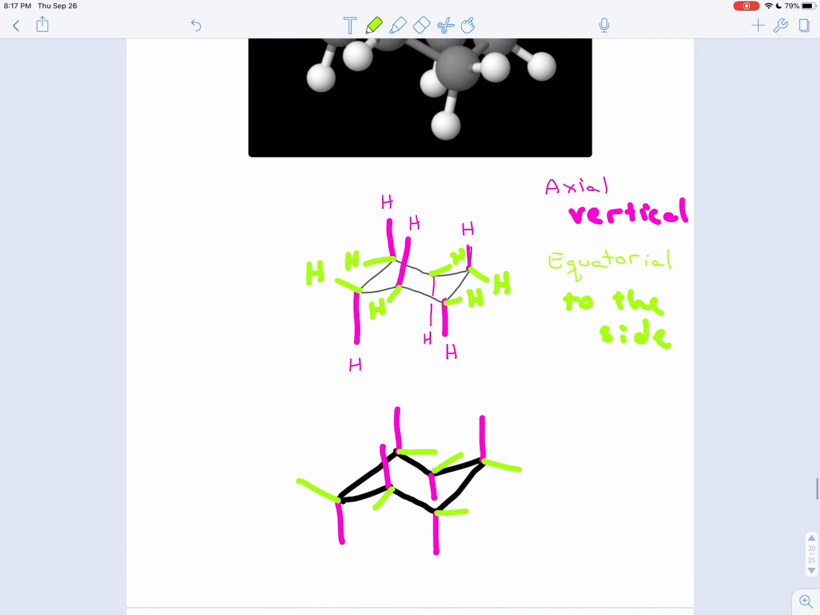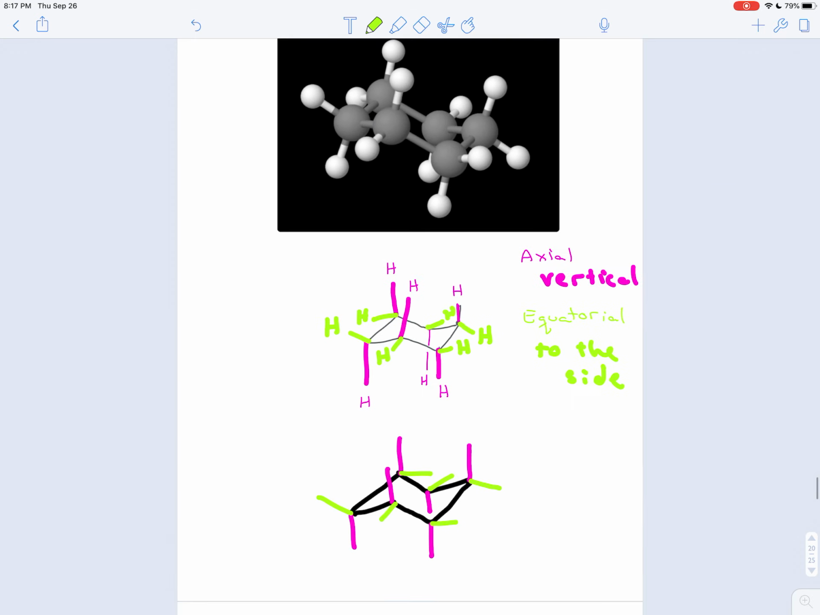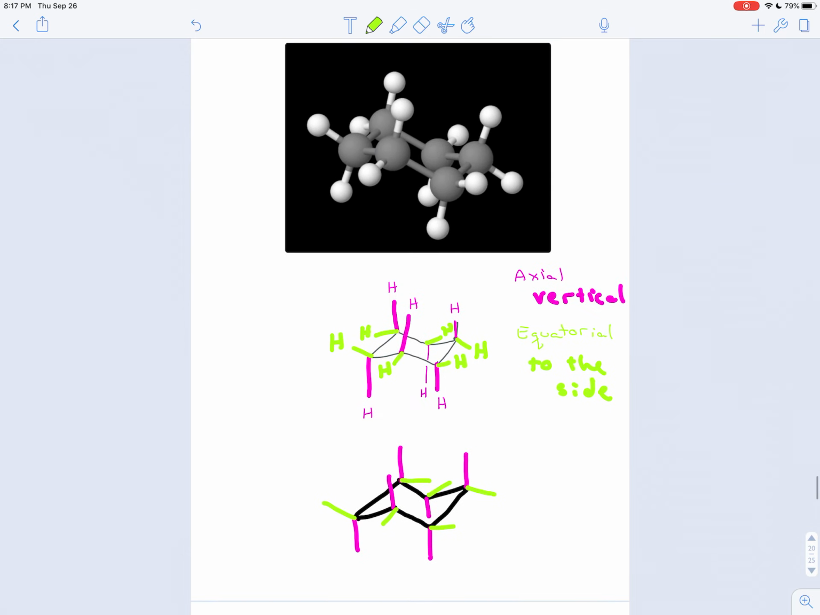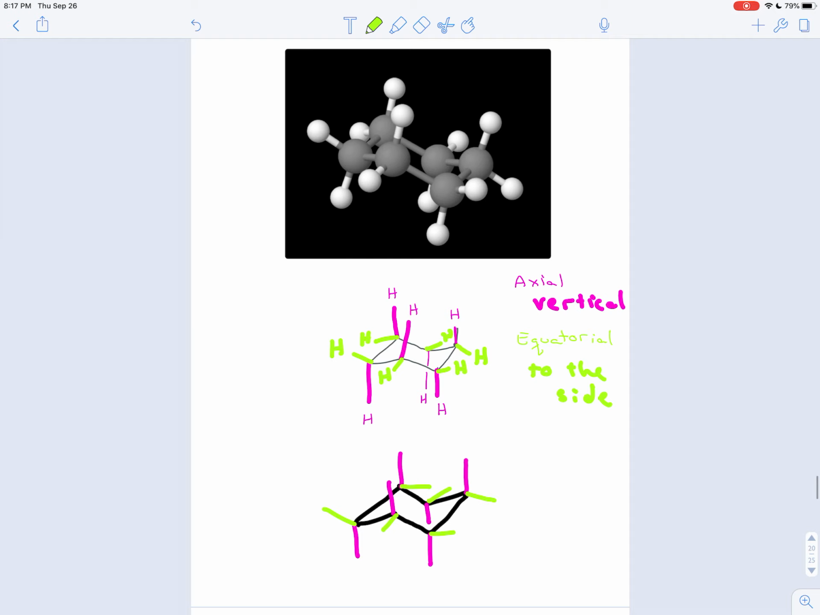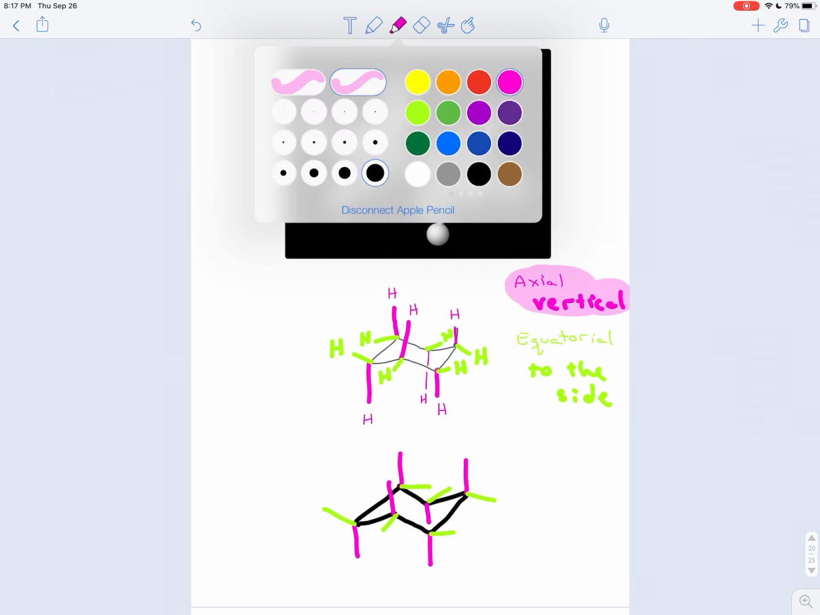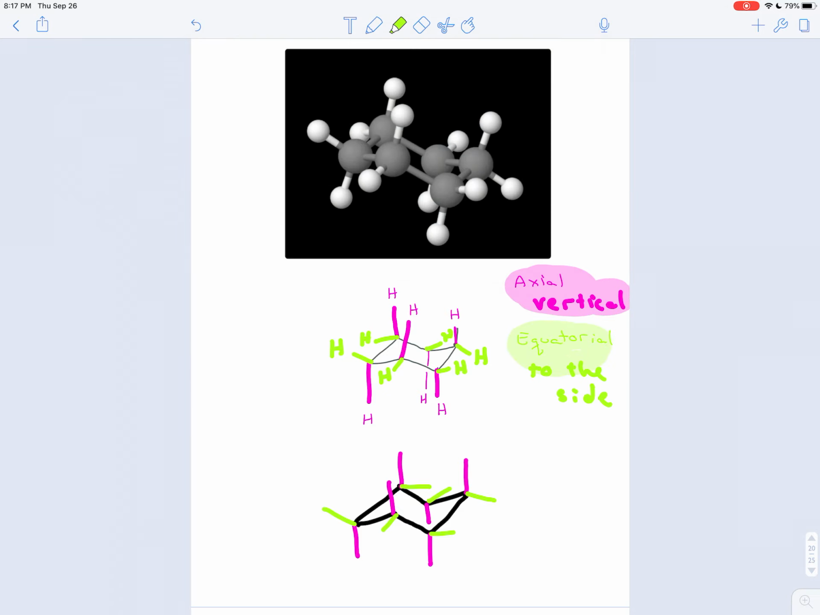Okay, so it'll take a little bit of practice, but that's how you can draw cyclohexane from the side, so that you can see the axial or vertical positions and the equatorial or side positions.